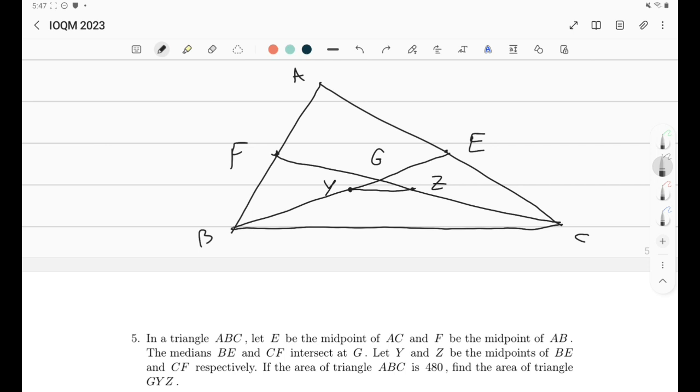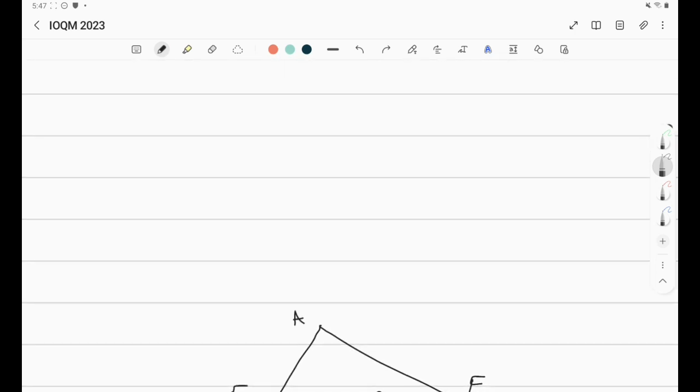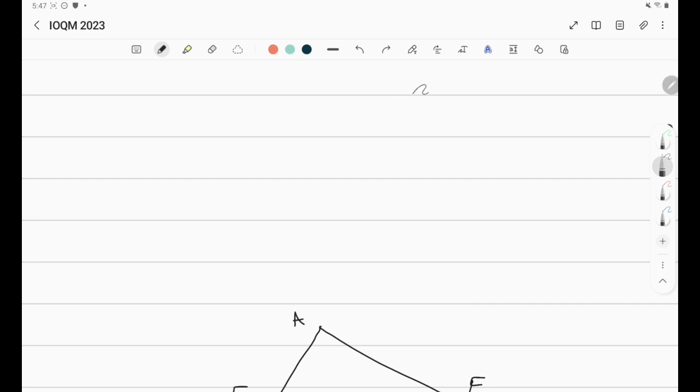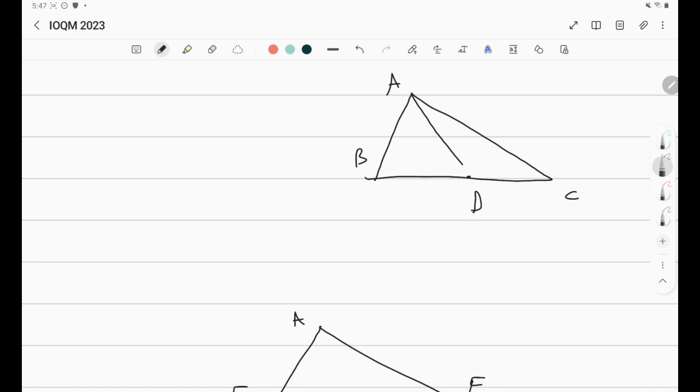ratio between two areas. So if you're not familiar with this, you should keep it in mind. What's this theorem basically? If you have a triangle ABC and you have a point D here, then you should know that the area of ABD over the area of the whole triangle is just equal to BD over BC.